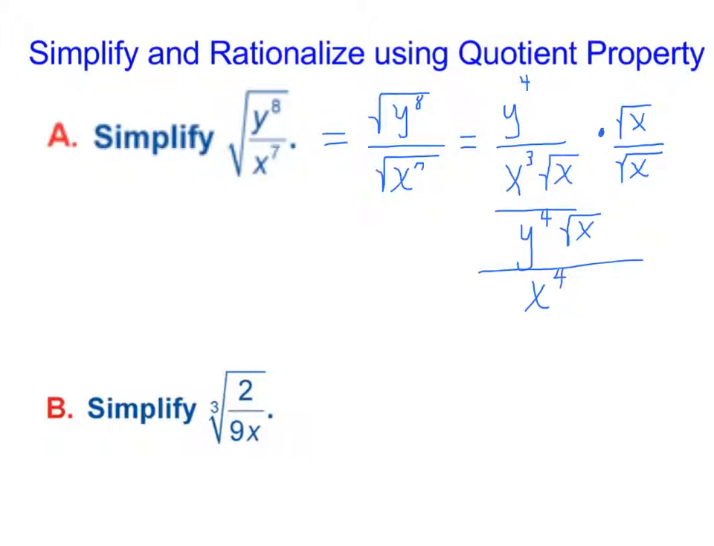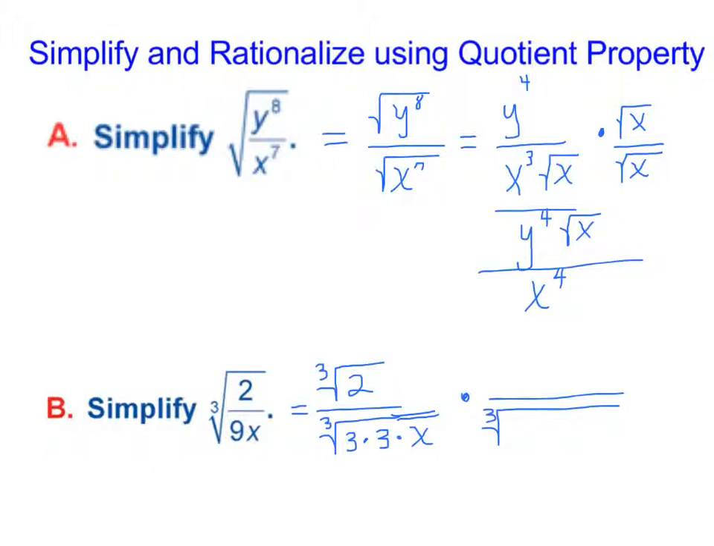Now, simplifying a cube root is a little bit different. So remember that we have groups of 3. So I'm going to rewrite this. I'm going to write cube root of 2 over the cube root of 3 times x. All right? So in order to get that denominator not to have a cube root, I'm going to have to multiply it so that when you multiply those denominators together, you end up with groups of 3.